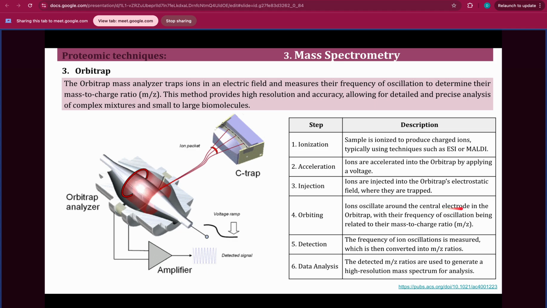So ions oscillate around the central electrode, which you can see here in the Orbitrap, with their frequency. There is a certain frequency with which ions of a particular mass to charge ratio will oscillate, but if the mass to charge ratio varies, then they will escape these oscillations and the detector will detect them. So if you have multiple samples, you can go for the Orbitrap to compare.